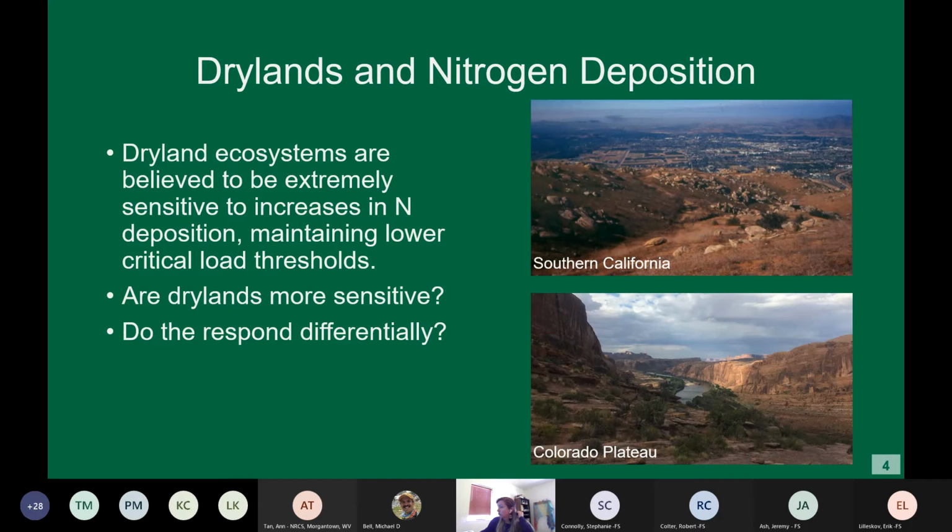And they're thought to maintain lower critical load thresholds. So my main questions are, are they actually more sensitive? And then, do they respond differentially? Do those in Southern California that receive so much higher deposition rates from vehicle emissions respond differently to drylands in more rural areas, like on the Colorado Plateau?